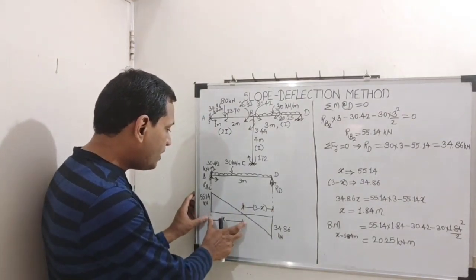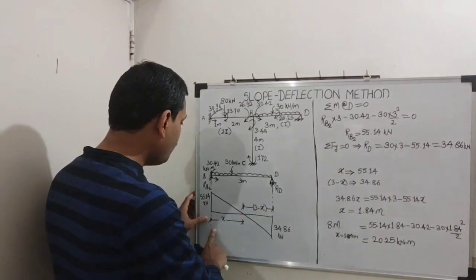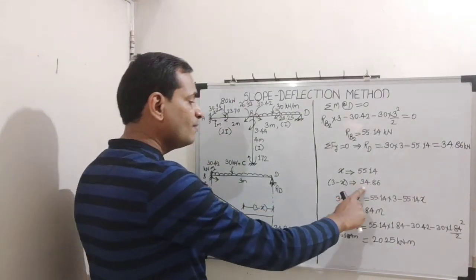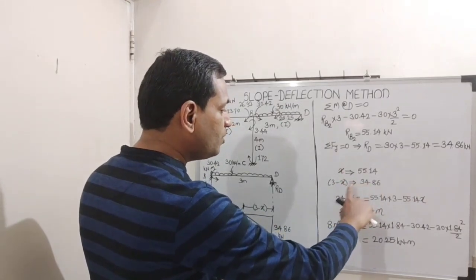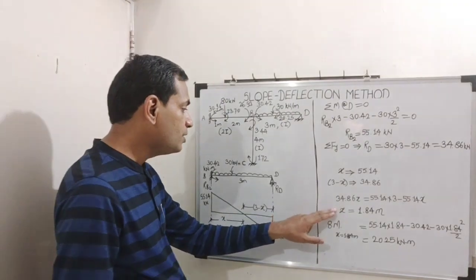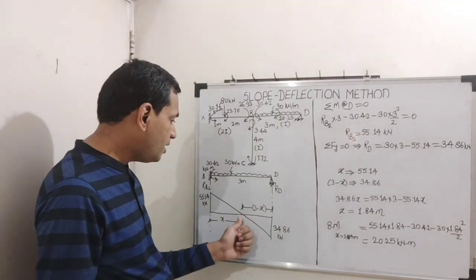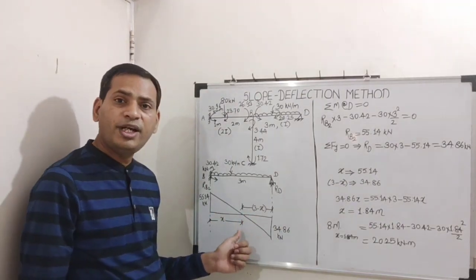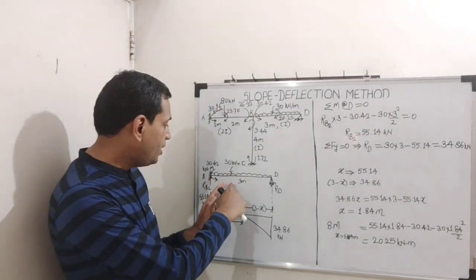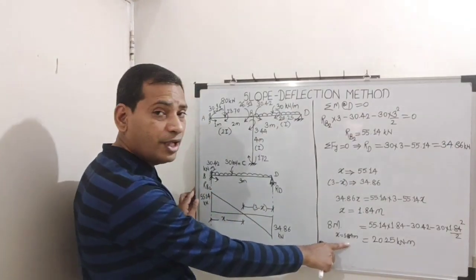When we have x distance, we have an ordinate of 55.14. When we have 3 minus x distance, we have an ordinate of 34.86. So take now cross multiplication and solve. You will get x as 1.84 meter. It means shear force is changing its sign from plus to minus at a distance of x equal to 1.84 meter. So at this particular section in this loading diagram, again you take the bending moment at x equal to 1.84 meter.